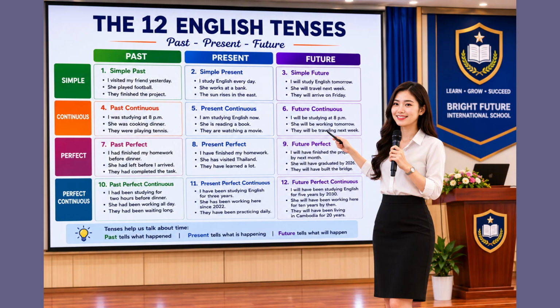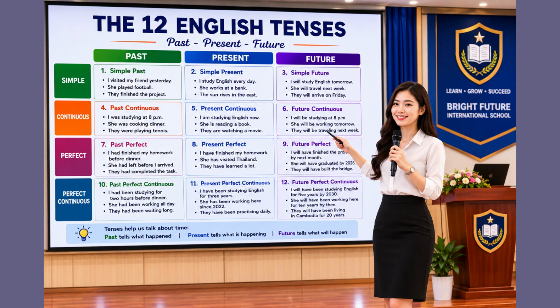3. Present perfect tense. The present perfect tense describes actions that happened in the past but have a connection to the present. Structure: subject plus has/have plus past participle. Examples: I have finished my homework. She has visited Thailand. We have completed the project. They have learned English for several years.